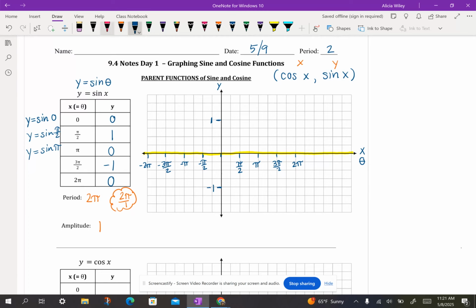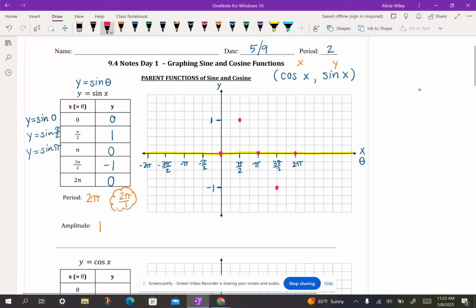So I'm going to go ahead and graph these. Here I have 0, 0, put a nice point there. Pi over 2, 1. Pi, comma 0. Then when we go to 3 pi over 2, we're down at negative 1. And then for 2 pi, we're back at 0.